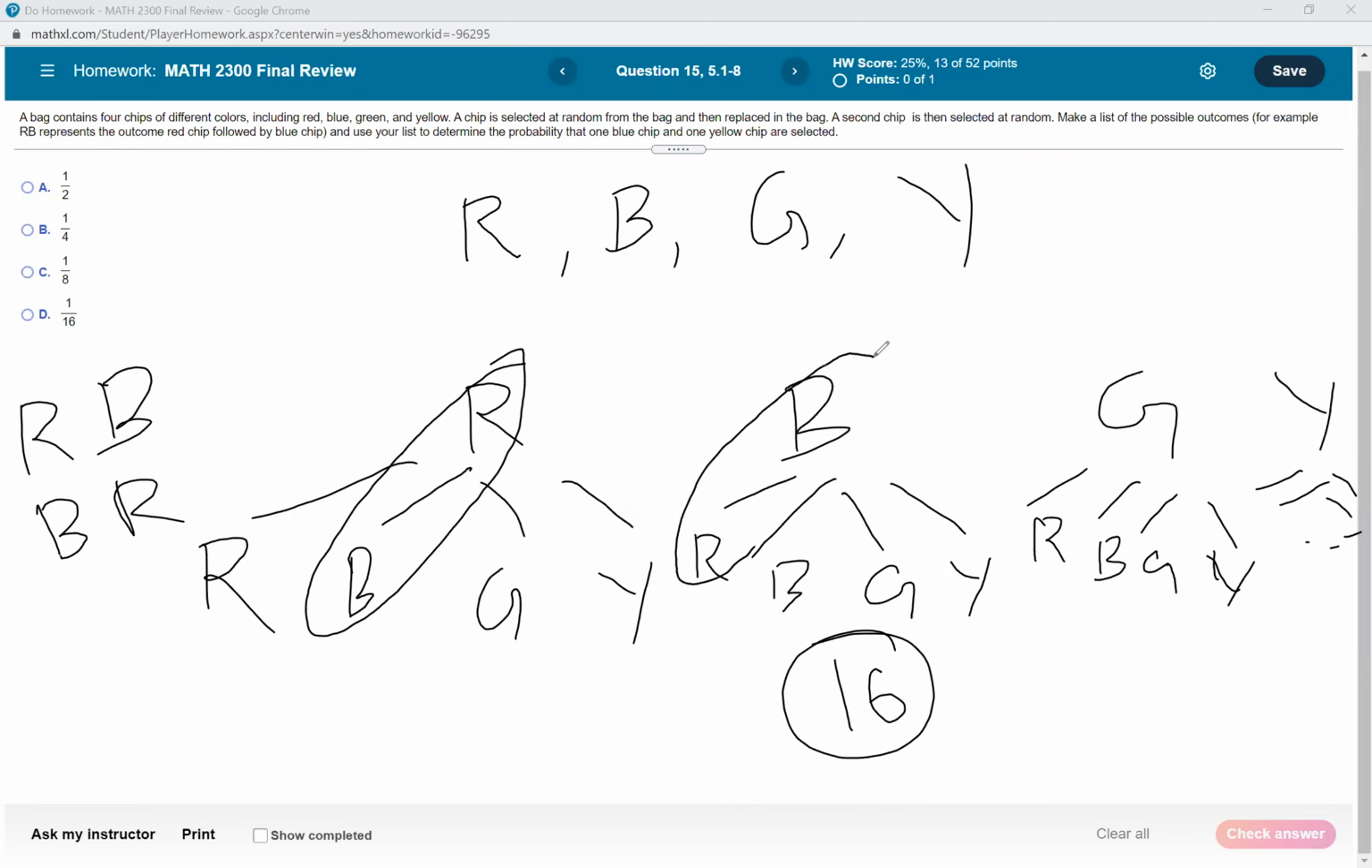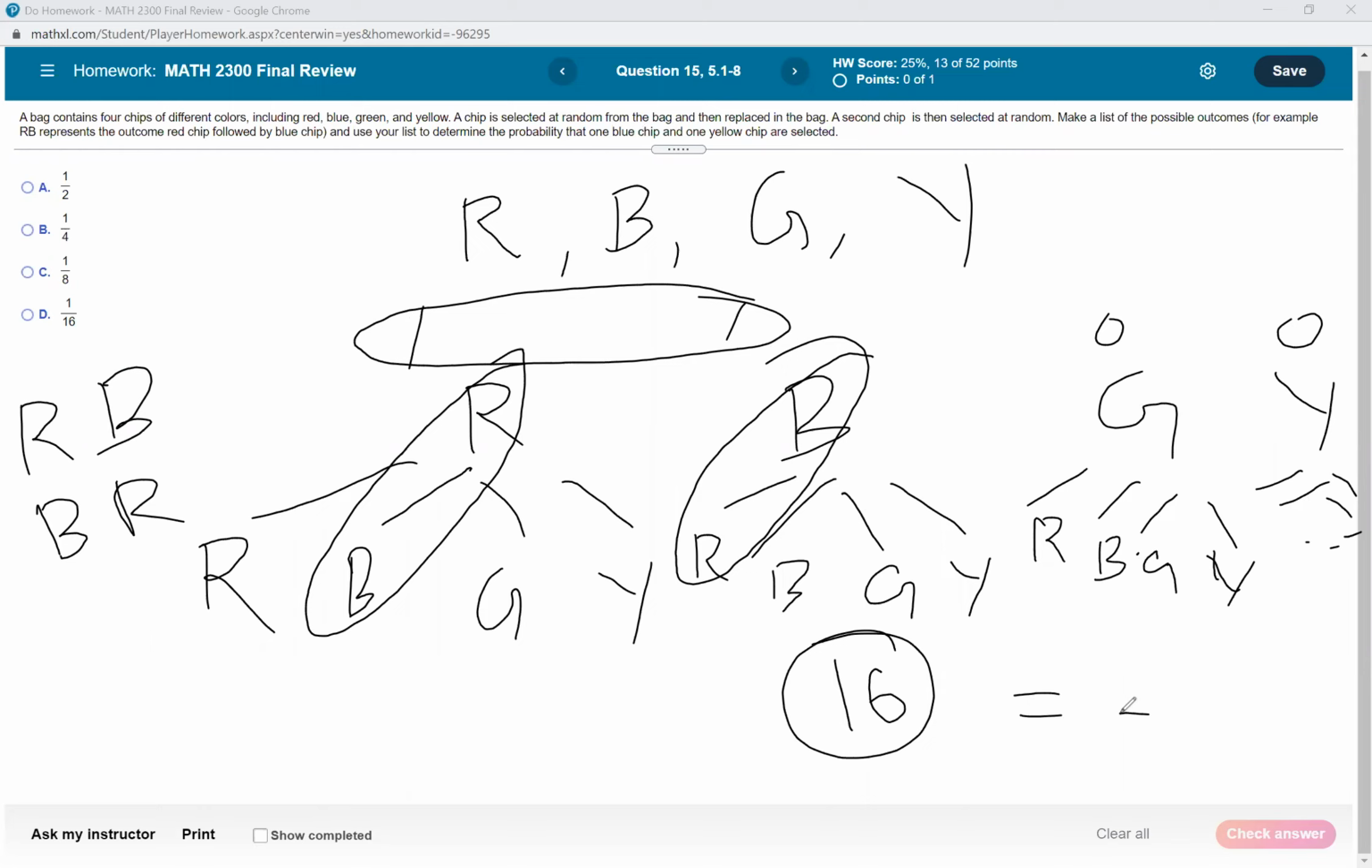We have just one choice here, but we do not have any choice here. RB, right? Red, blue, or blue, red. We do not have any choice here. So we have 1 observation here, 1 here, 0 here, 0 here. So how many favorable observations do we have? 2. So the probability will be 2 over 16, so this is 1 over 8. That means the probability will be 1/8.